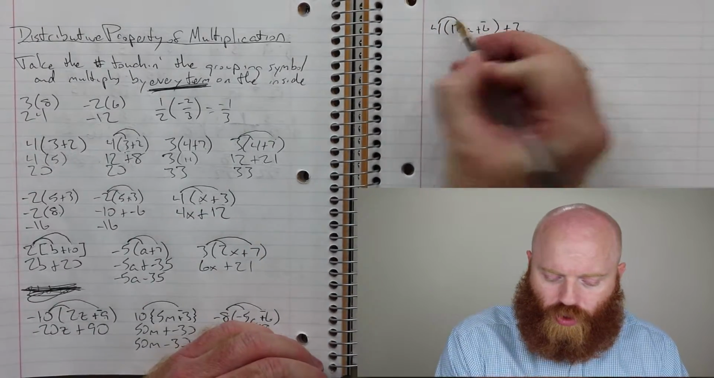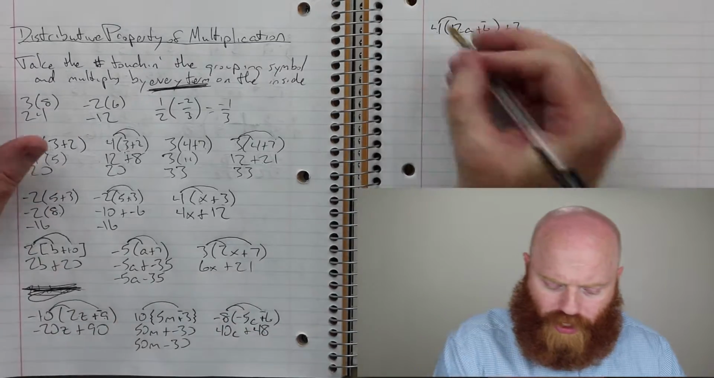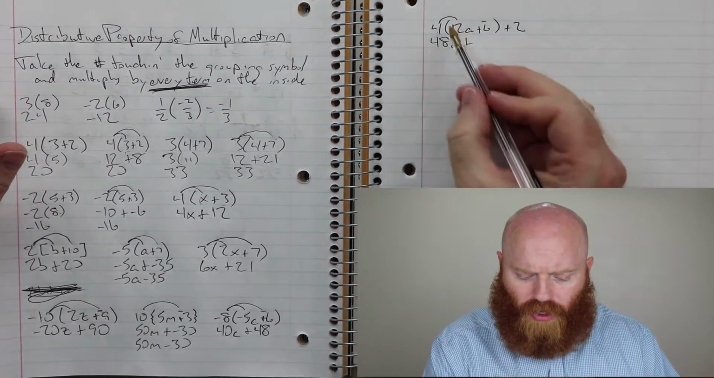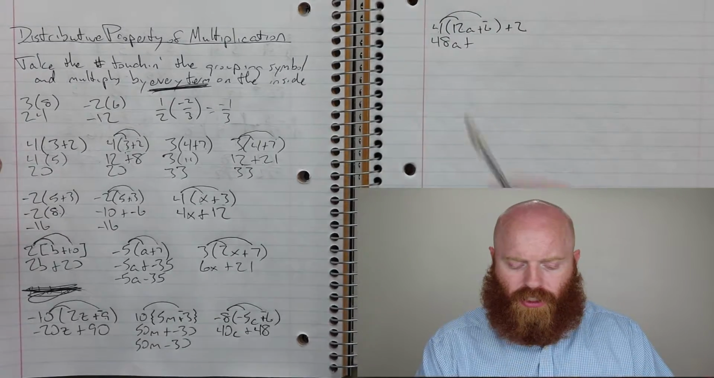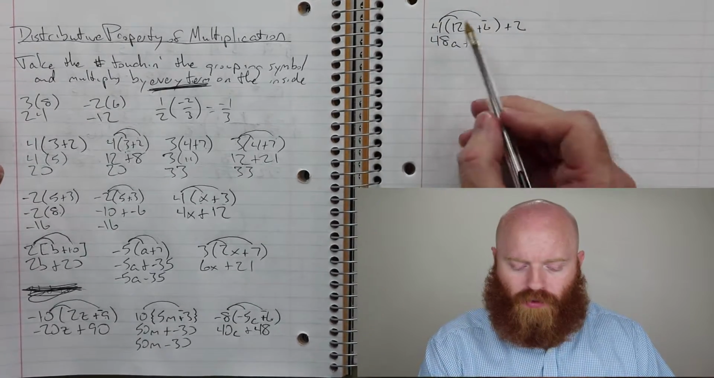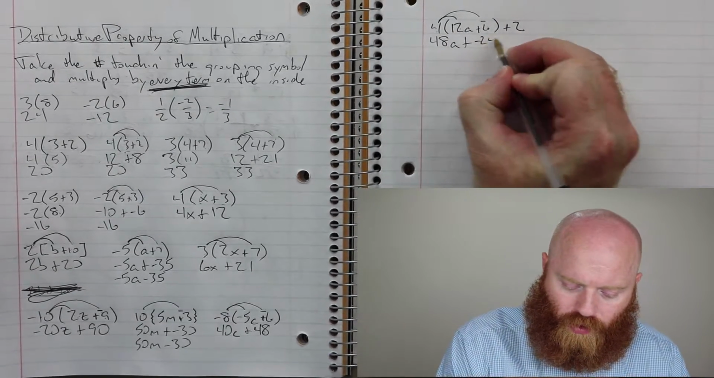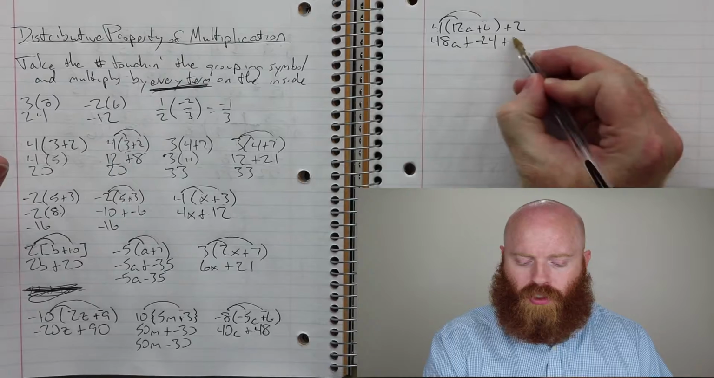Okay, so 4 times 12a is 48a. Bring down a plus. Always bring down a plus. 4 times negative 6. Take the number on the outside times every term on the inside. Positive times negative is a negative. 6 times 4 is 24, so that's negative 24. And then I just bring down this plus 2.